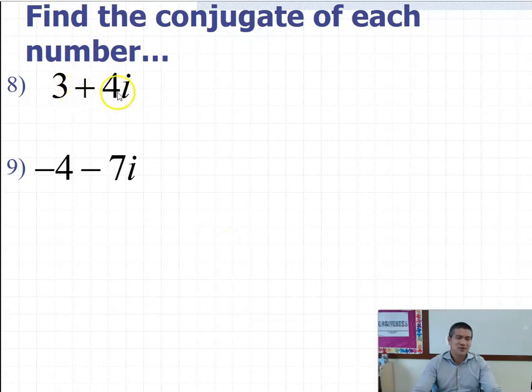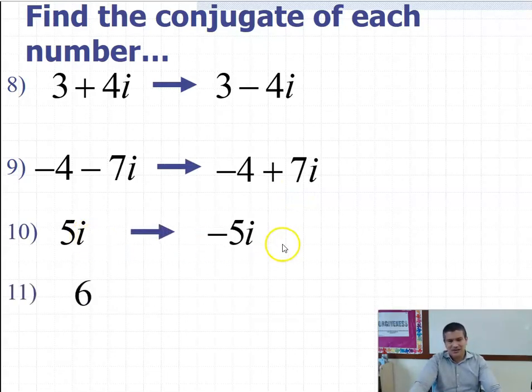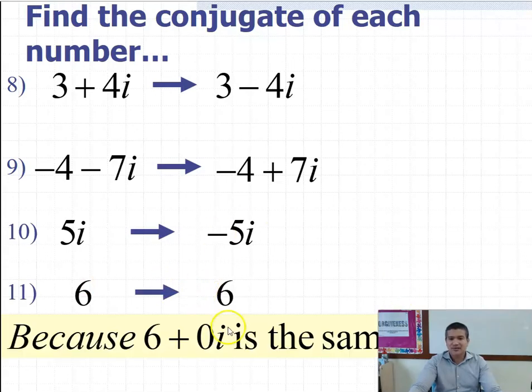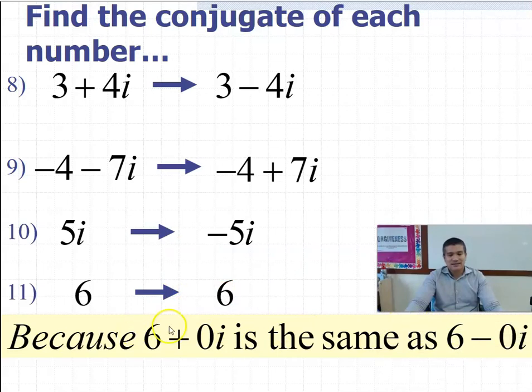So we have 3 plus 4i. We'll get 3 minus 4i. If it is negative 4 minus 7i, it will give you negative 4 plus 7i. If it is 5i, it will give you negative 5i. But what if it is 6? 6 is just a real number, right? There is no imaginary part, so you can add an imaginary part of 0. Whatever the value, it gives the same result, so the conjugate of 6 is 6 as well.